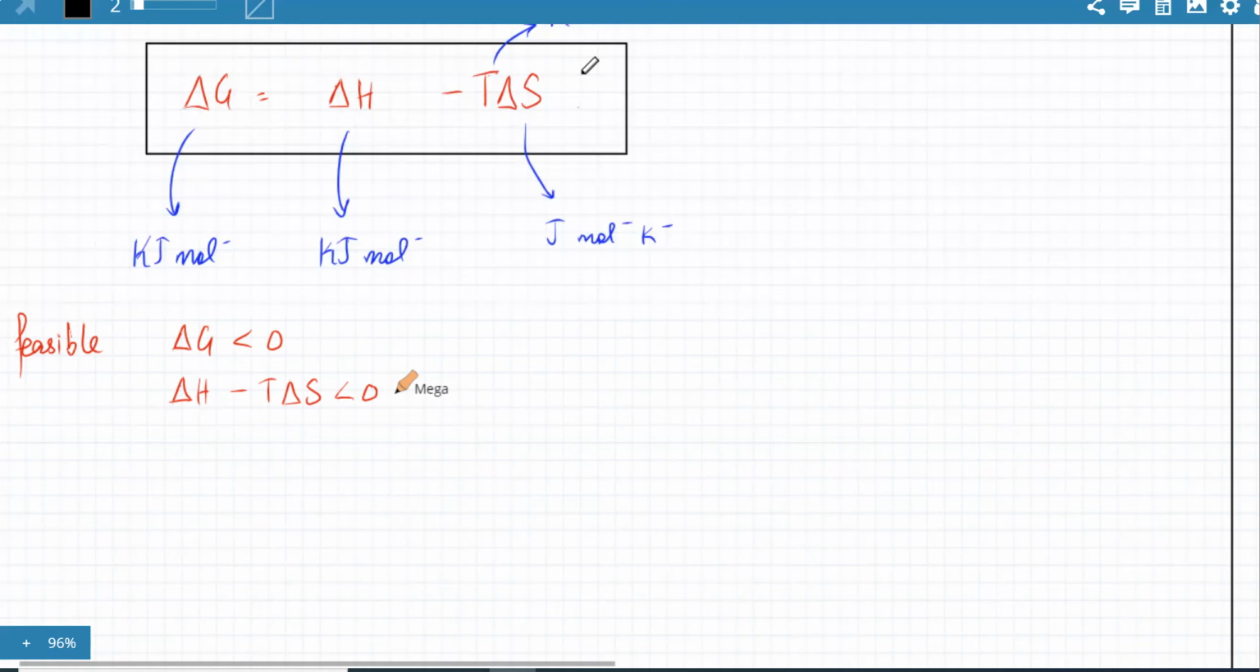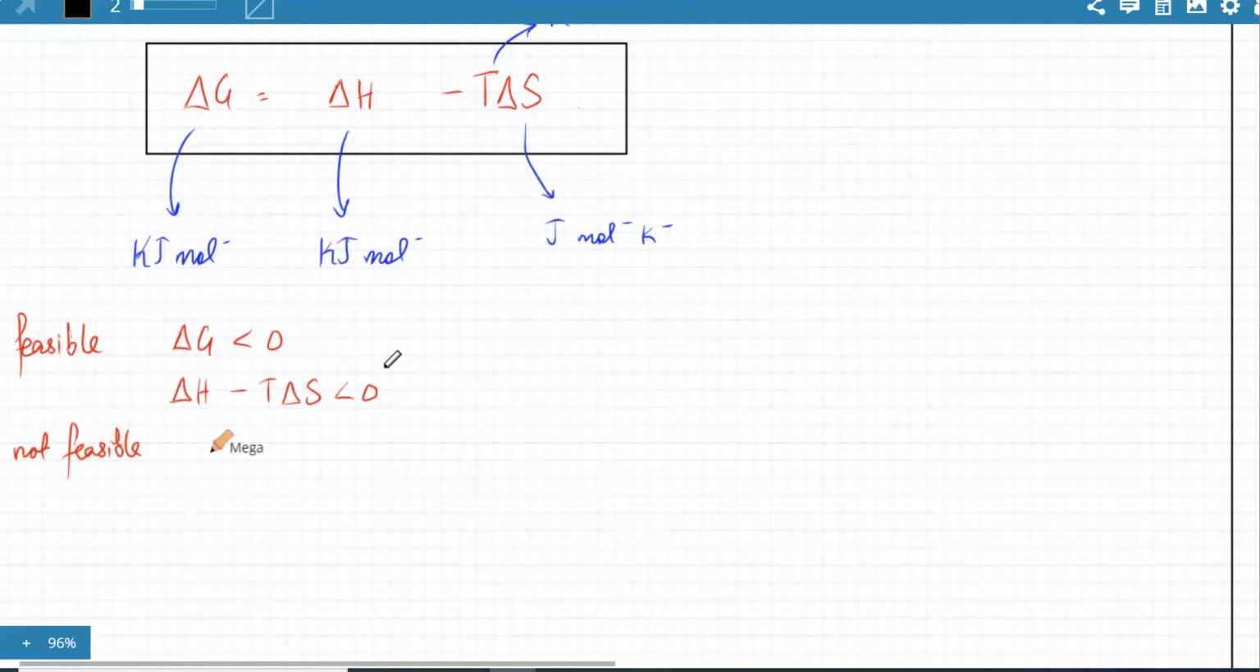If they're asking for temperature, at what temperature is the reaction feasible? You solve this inequality. Is this inequality clear? Yes. And vice versa, the opposite. What if they're asking when is the reaction not feasible?